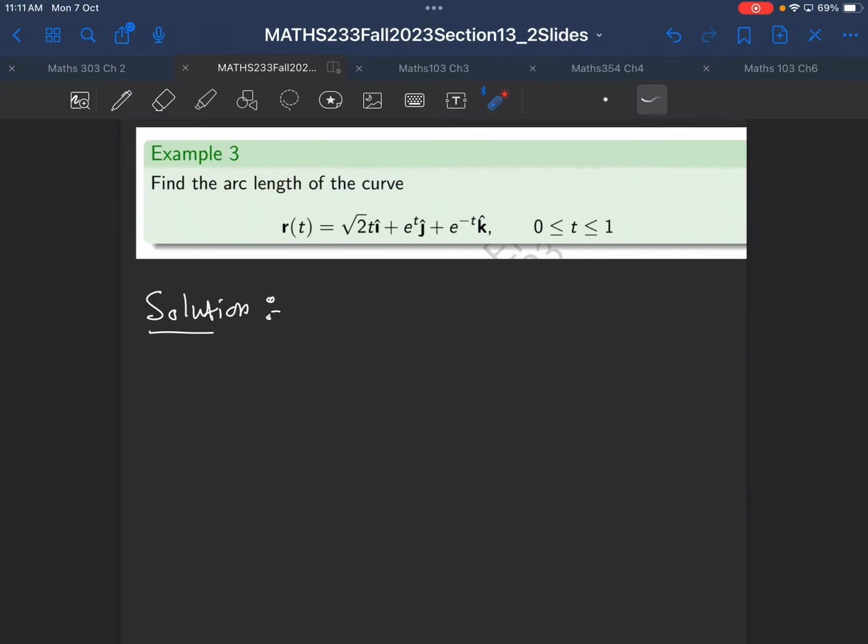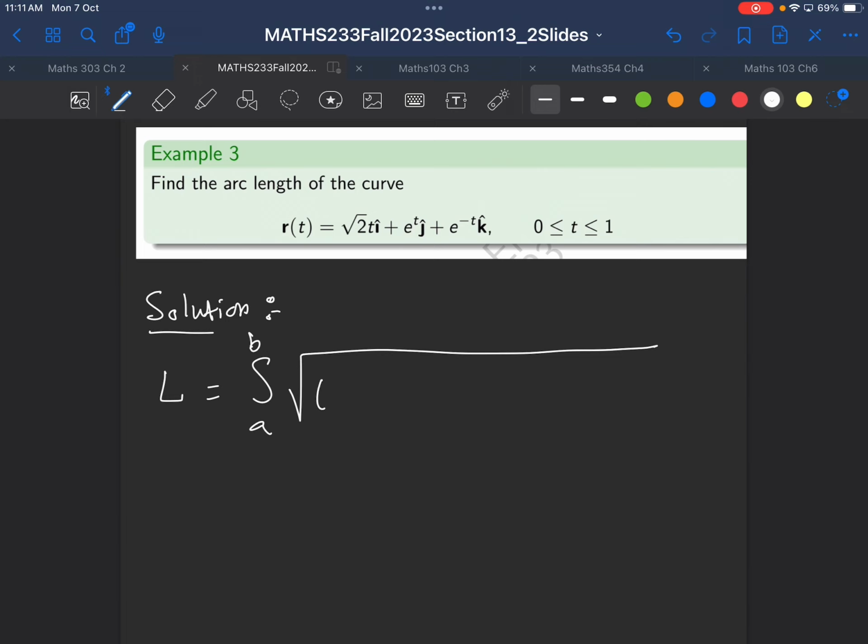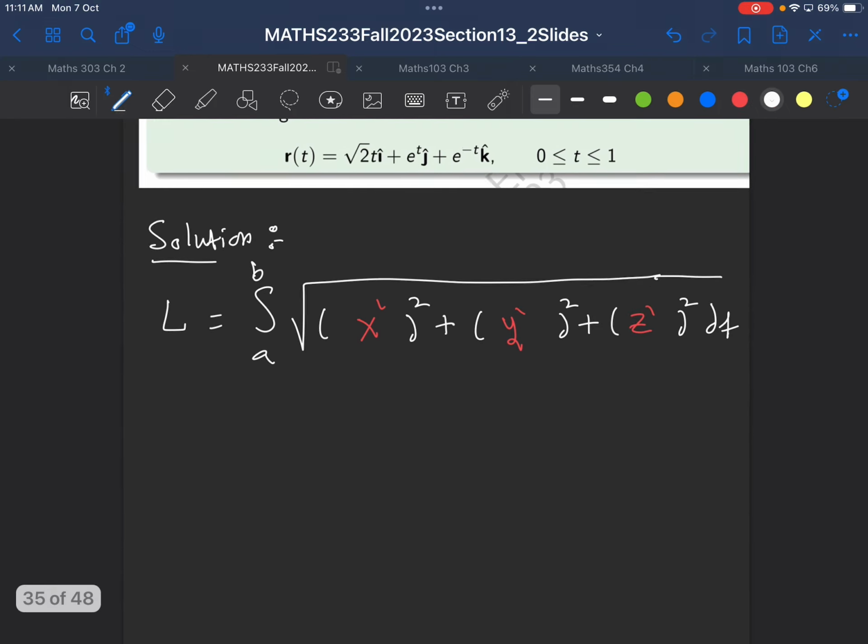In this example, we need to find the arc length of this curve given by this parametric equation and the range of t between 0 and 1. So we will apply the formula directly for the arc length, which is the integral from a to b of the square root of each derivative squared, which means I will take x prime, y prime, and z prime, as we did in calculus 1, how we find the derivative.